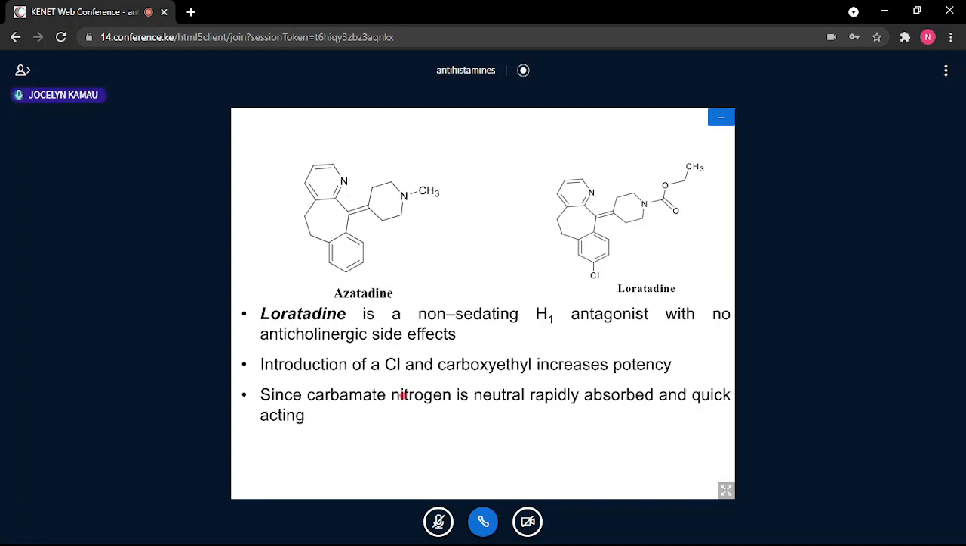So all we are saying is that because of this amide group here, stabilized by resonance, the nitrogen here therefore does not have a lone pair of electrons. Neutral. Since the carbamate nitrogen is neutral, it is rapidly absorbed, and it's a quick acting drug. So we are saying this nitrogen here lacks basicity because of the fact that it is stabilized by resonance. And if it is neutral, it means it will not be protonated. If it's not protonated, it is telling us it is less ionic.